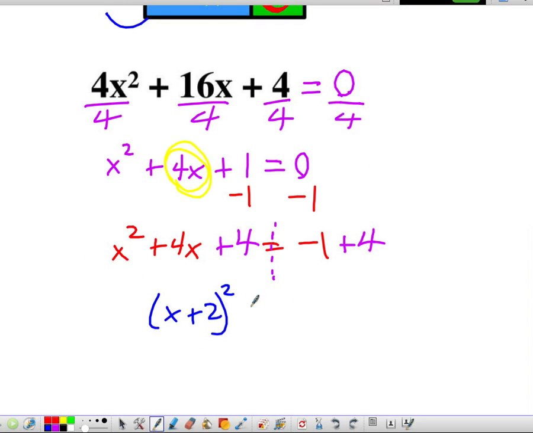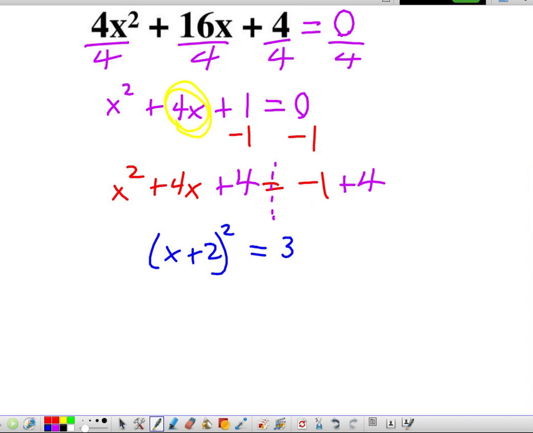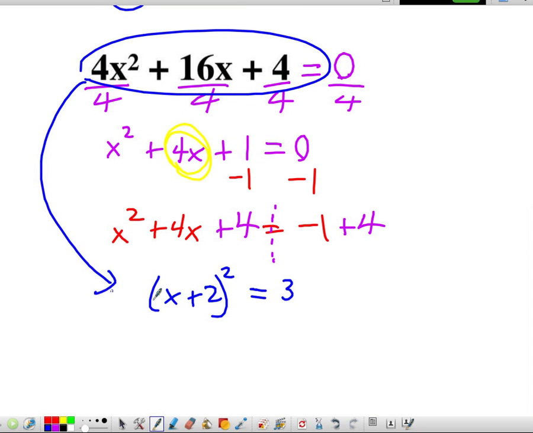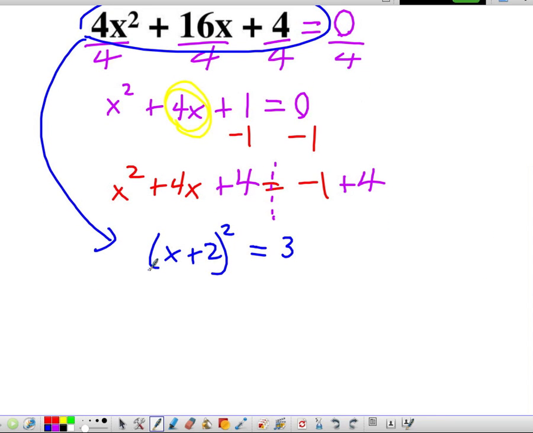And so let's simplify the right hand side. What is -1 plus 4? Well, that's going to be 3. And take a look at this now. So we started with this equation here, and now we have this equation.